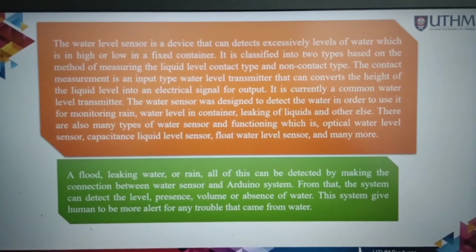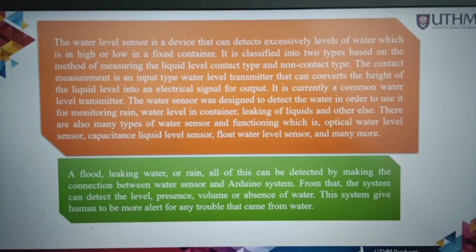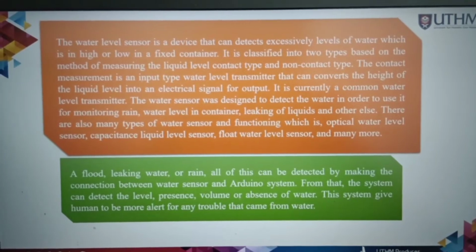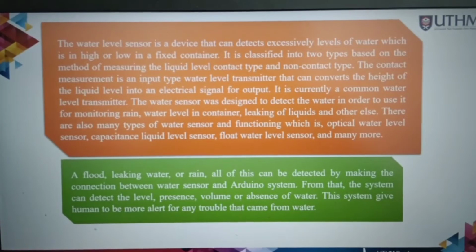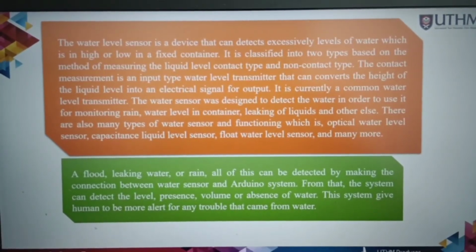The water sensor was designed to detect water in order to use it for monitoring rain, water level in a container, leaking of liquid, and more. There are also many types of water sensors and functions, for example optical water level sensor, capacitance liquid level sensor, float water level sensor, and many more.